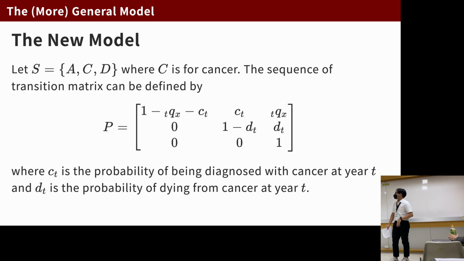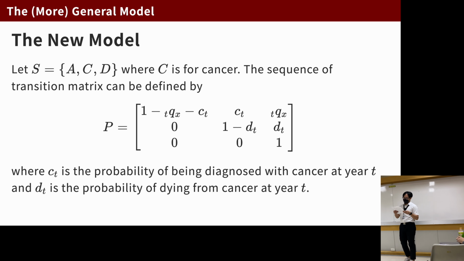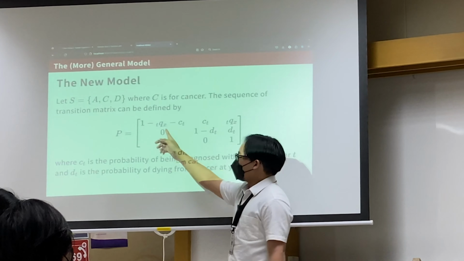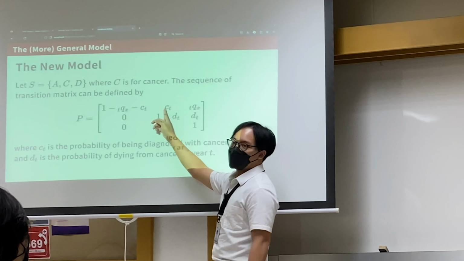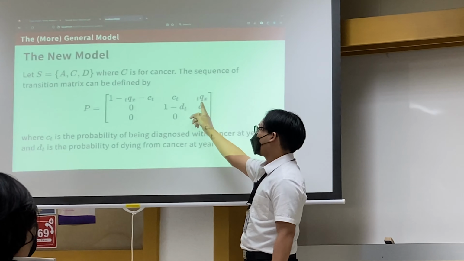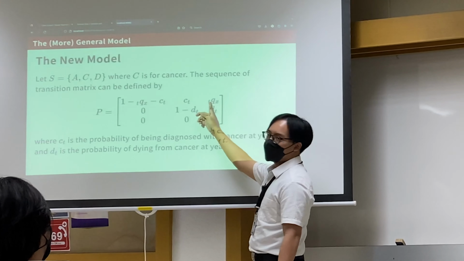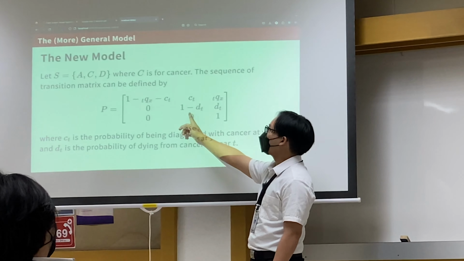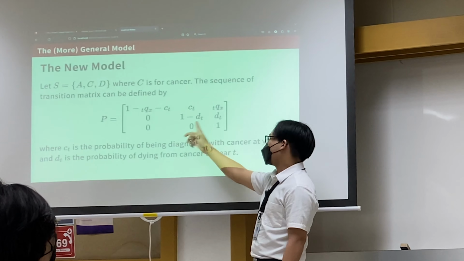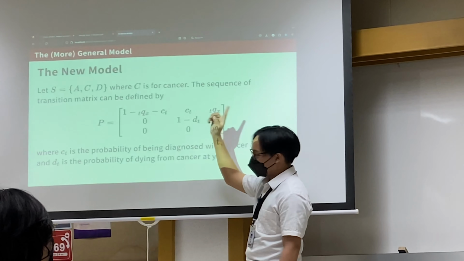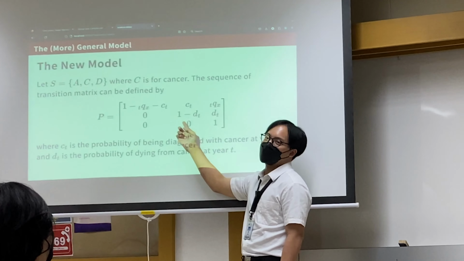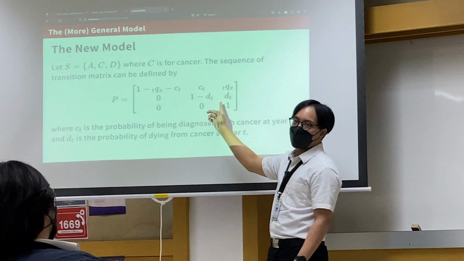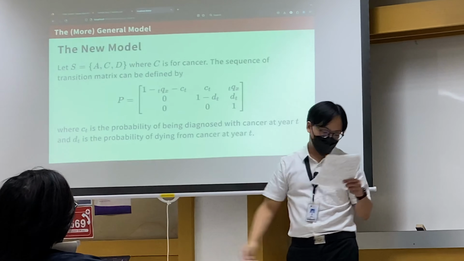So the sequence of transition matrix can now be defined as this. This is basically the probability that you'll stay healthy. This is the probability of getting cancer at year T. This is dying given that you're healthy. This is dying given you have cancer. And this is staying alive, but you still have cancer, given that you have cancer. And then this one is dying from cancer. And then the last one is dying in general.